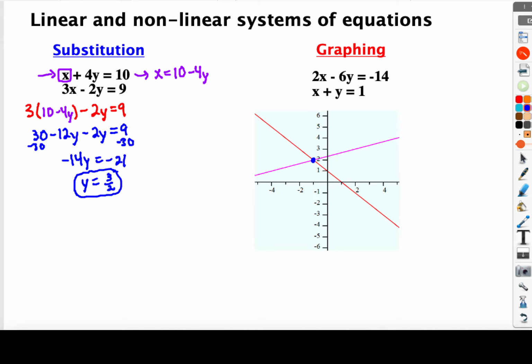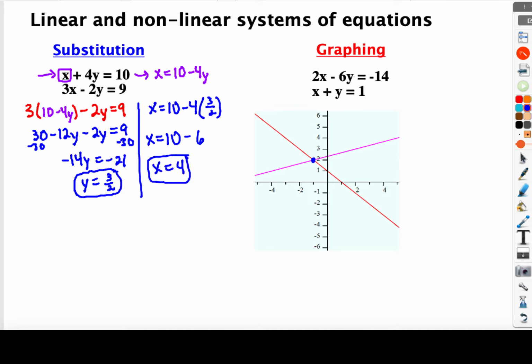So let's go ahead and plug our number back in. And this is a great time to use that purple equation we had up top. X, remember, was equal to 10 minus 4 times y. And if we plug in the fact that we know y is 1.5 now, or 3/2, 10 minus, again, 3/2 of 4 would be 6, and x equals 4.